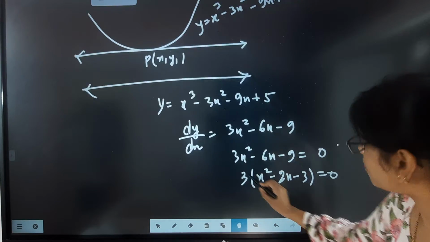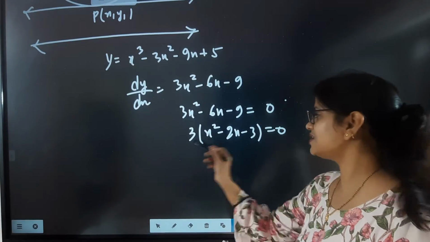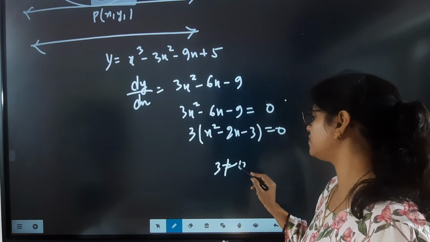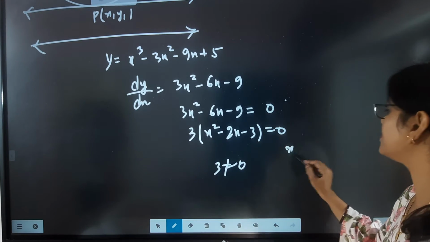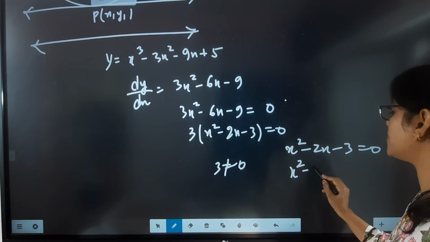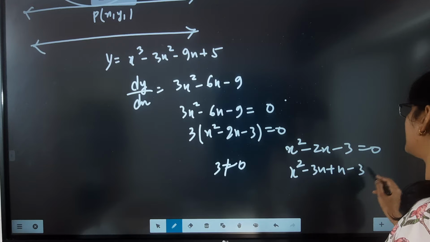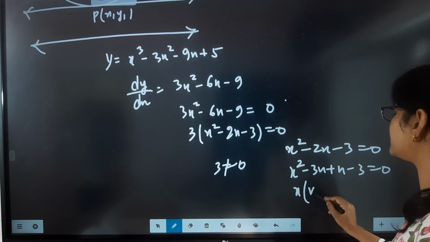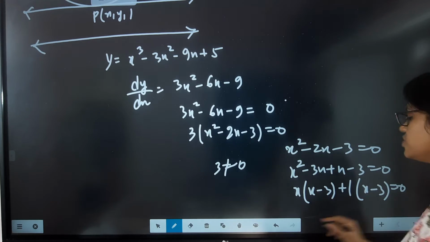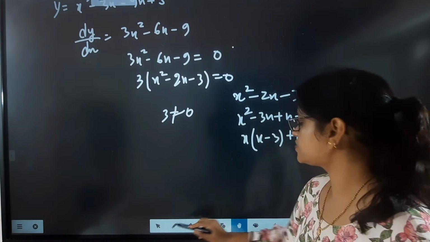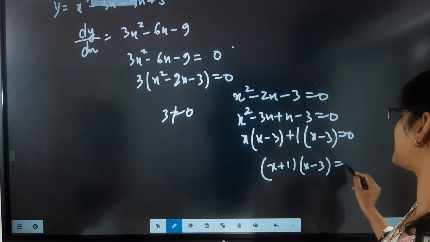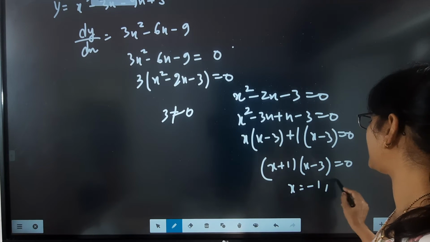So now we know one very important thing, that 3 is a non-zero number. How can 3 be equal to 0? So 3 cannot be equal to 0. So the other part will become equal to 0. So now what are we going to write? x square minus 3x plus x minus 3 will be equal to 0. (x minus 3) plus 1(x minus 3) equal to 0. So here this part will come: (x plus 1)(x minus 3) will be exactly equal to 0. So x is coming as minus 1 and 3.